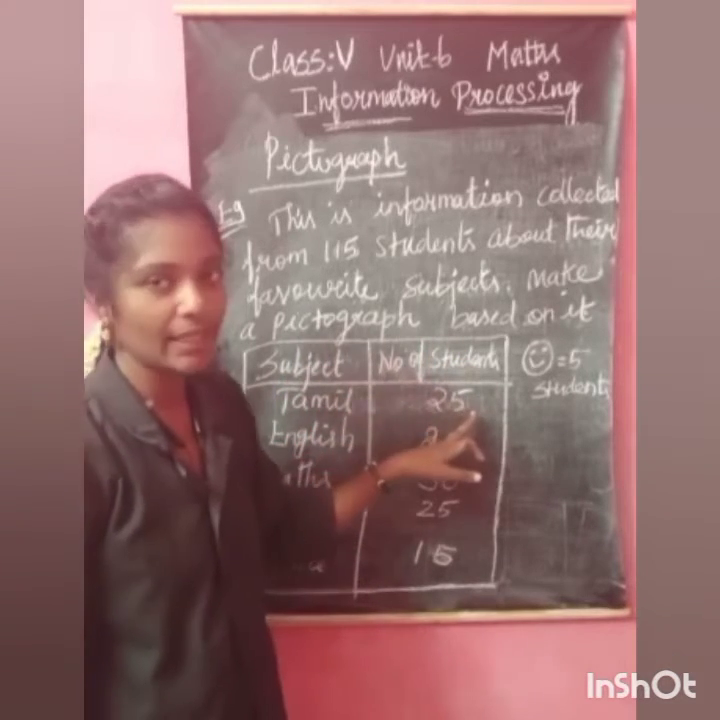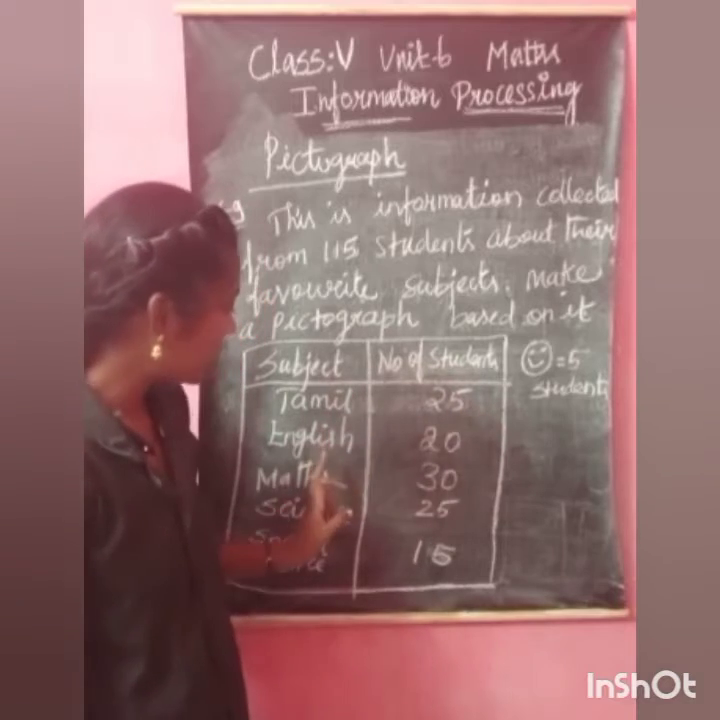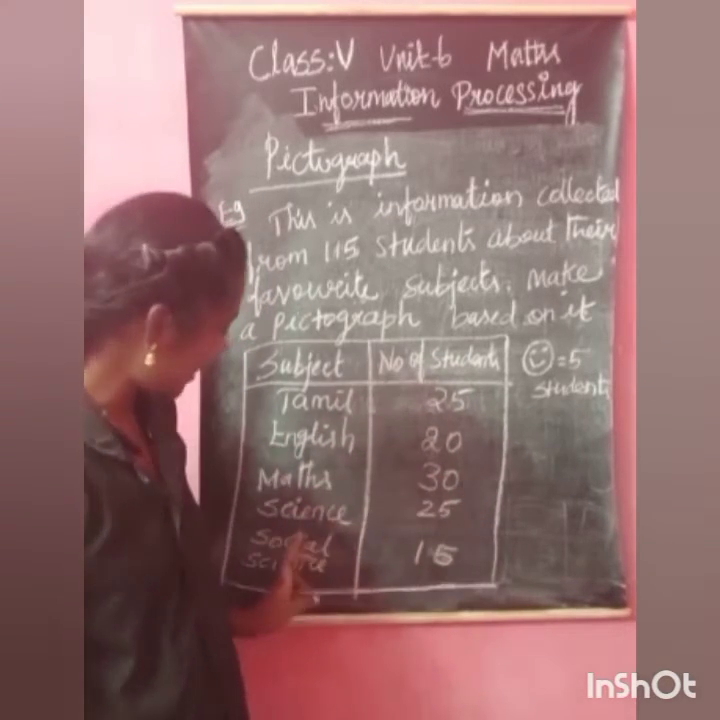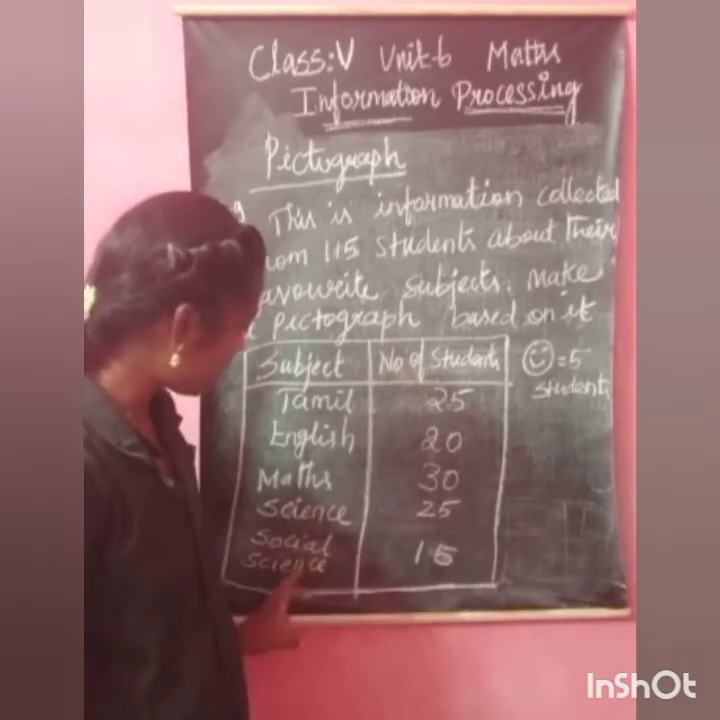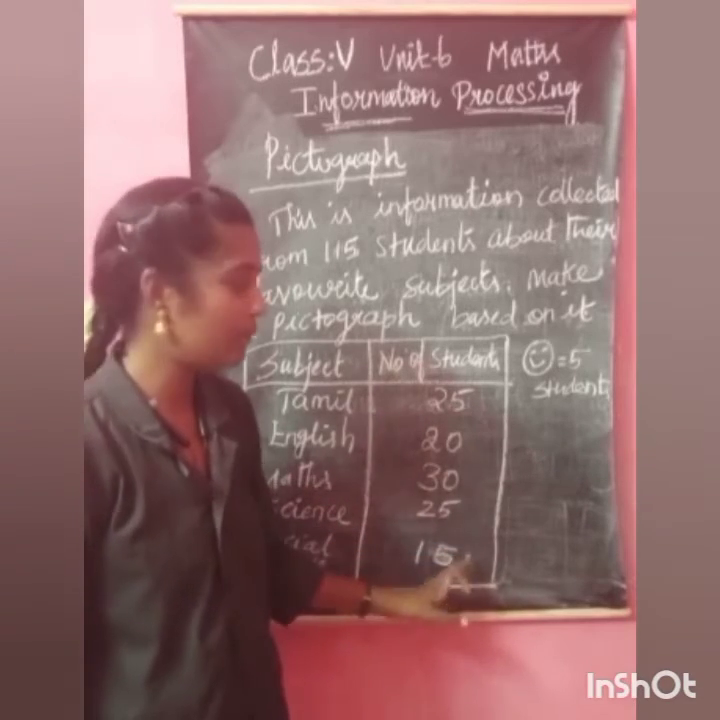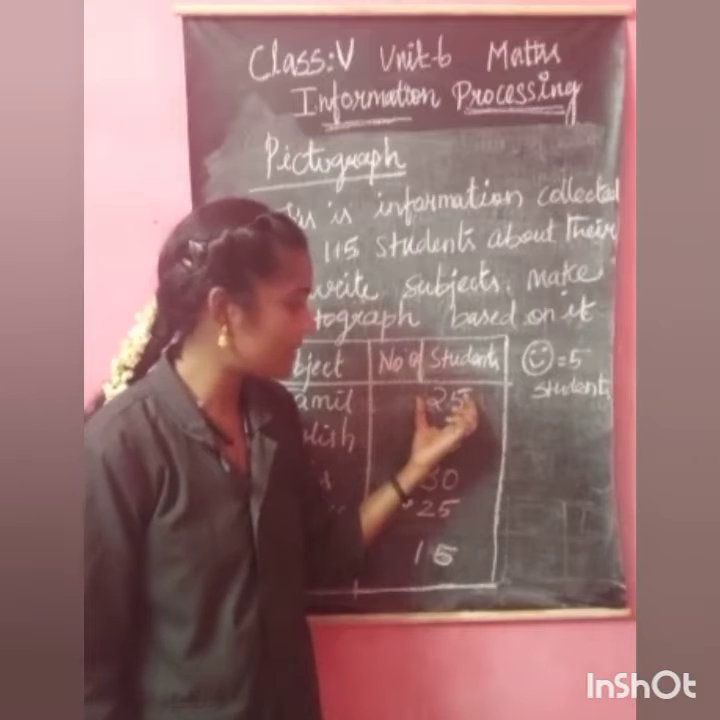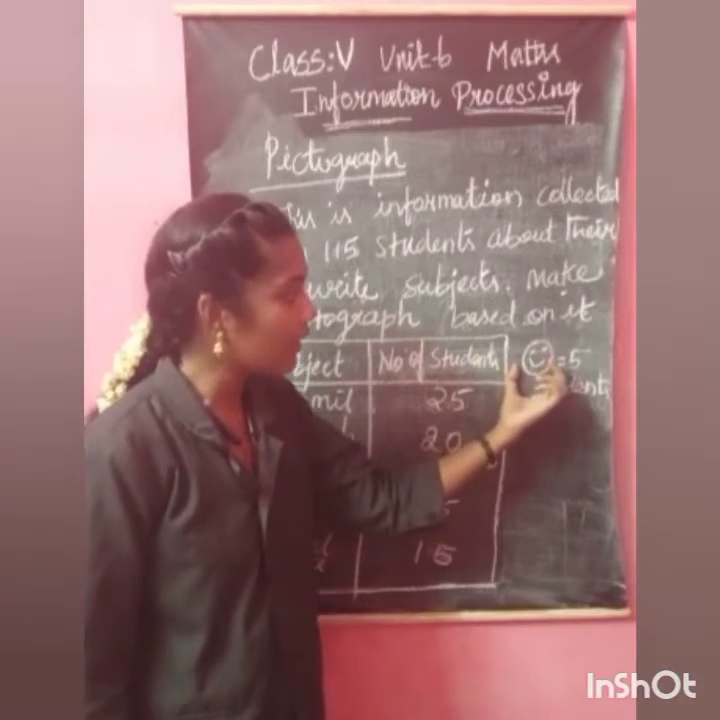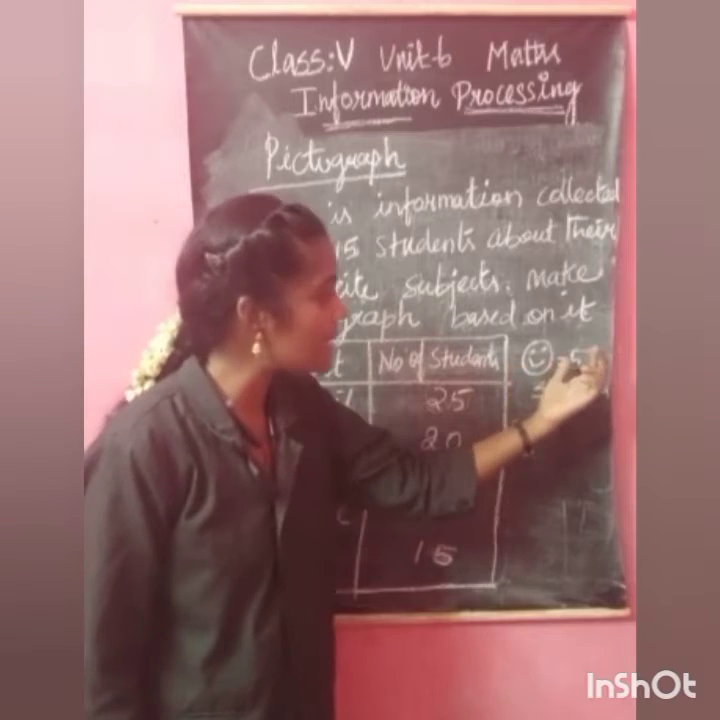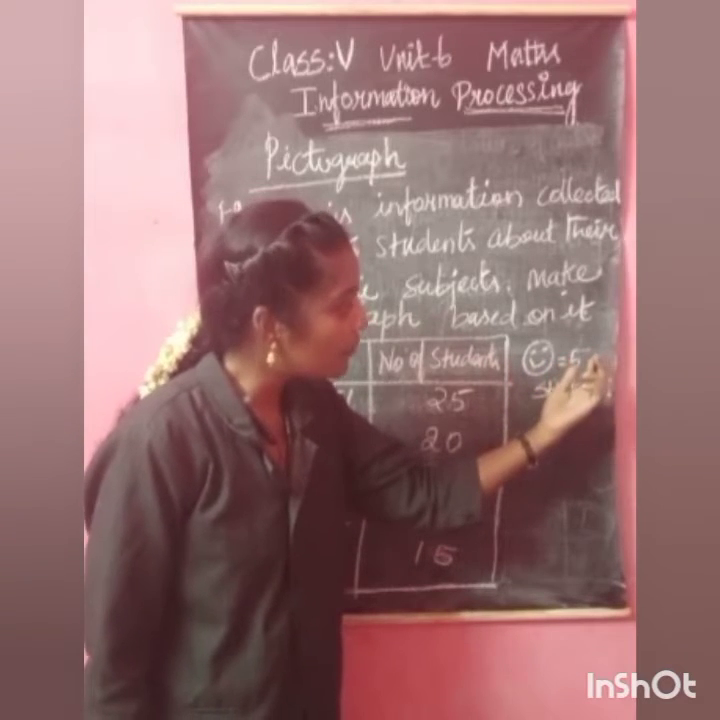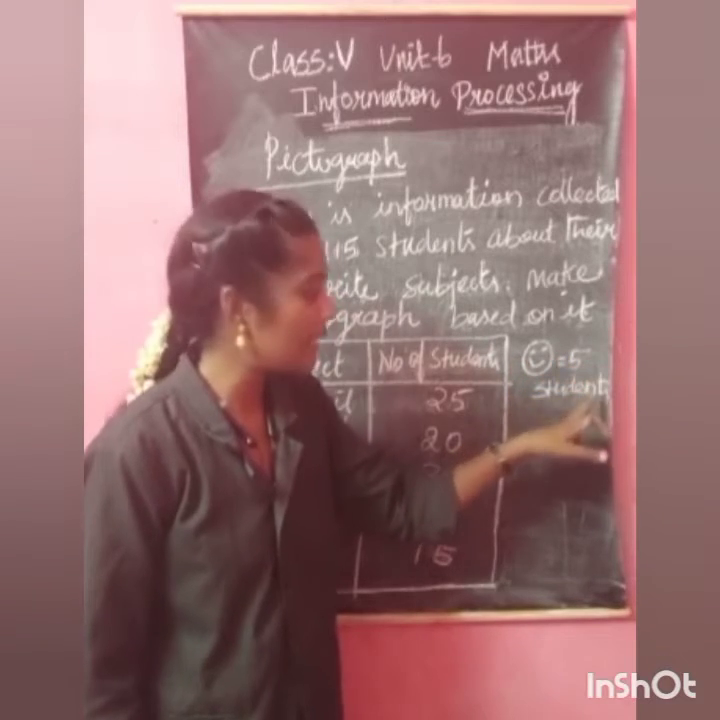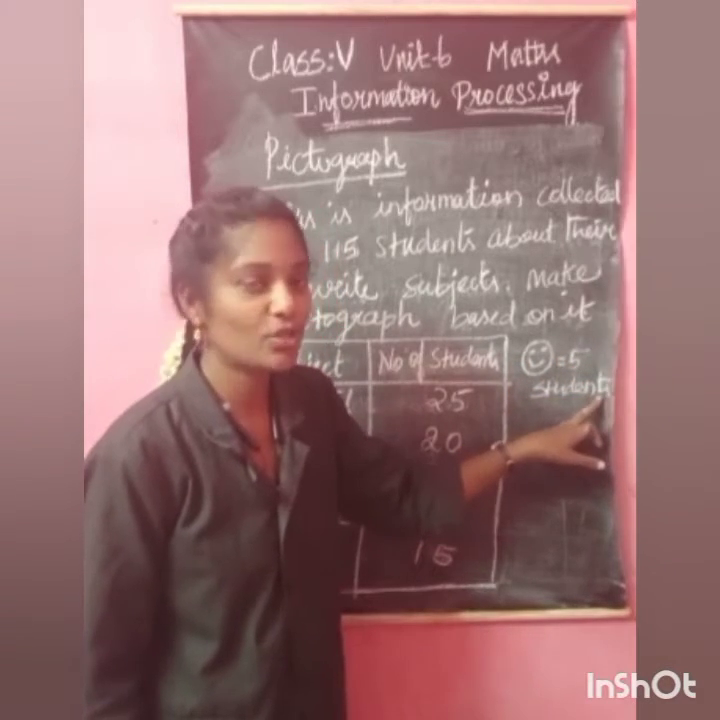Tamil subject is 25. English is 20. Maths 30. Science 25. Social science 15. Drawing 25 pictures is difficult, no? So I take one smiley to represent 5 students. So one smiley is represented by 5 students.